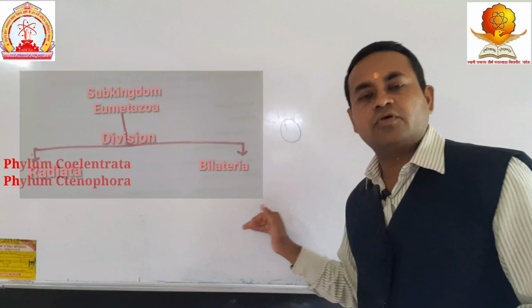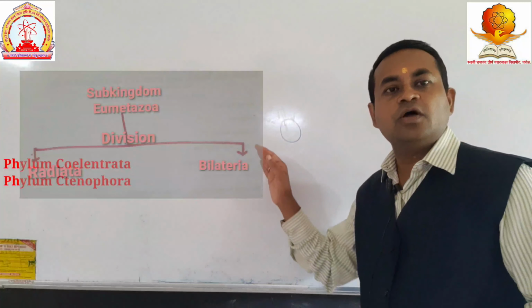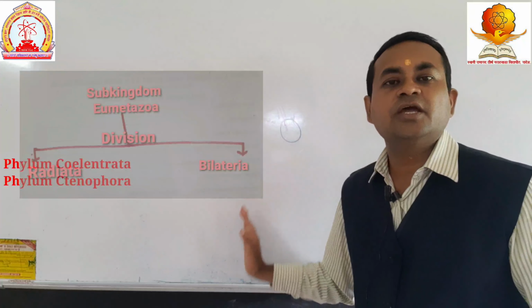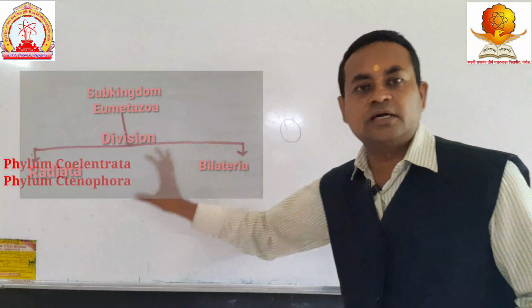Another phylum we call the Ctenophora. It has comb-like plates present. It also has radial symmetry and is a tissue grade animal. That is about the radiata. Now we will see the bilateria.